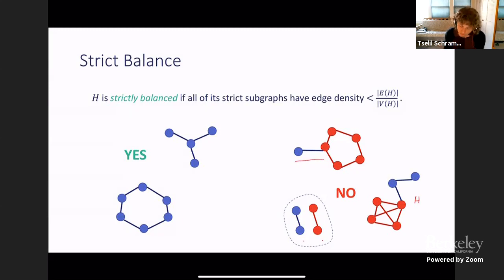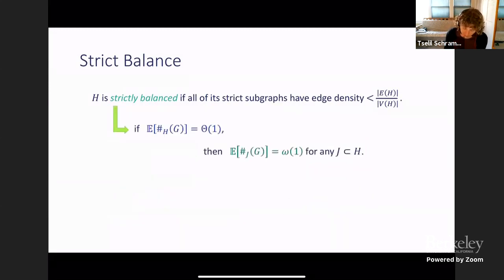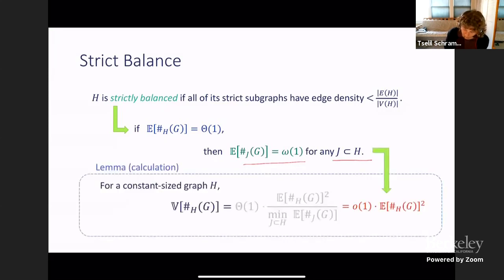But if you have strict balance, and you also have it set up so that the expected number of appearances is constant, then any strict subgraph has super-constant expectation, because the ratio of vertices to edges will be larger. For this reason, based on the calculation on the previous page, the variance is going to be little o(1) of the expectation squared.